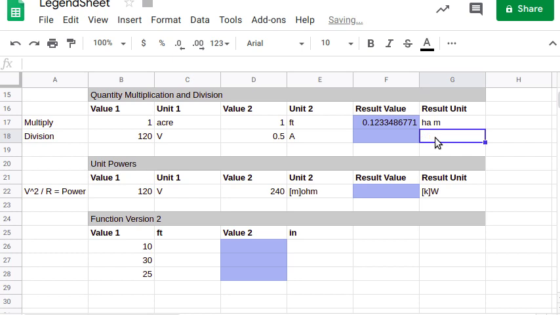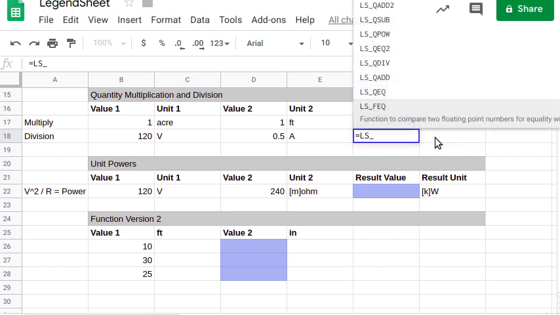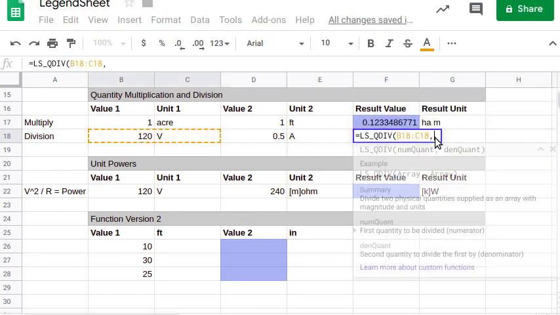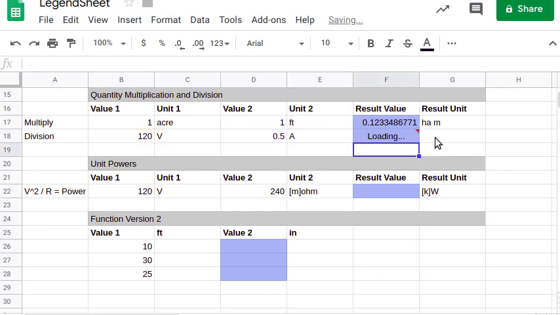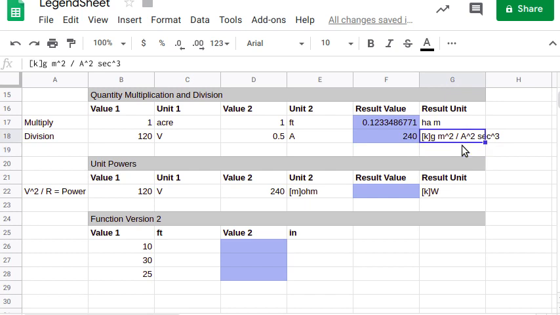I'm going to go ahead and delete this just for fun, and let's see what we do if we just do LSQ div, which is the divide function, 120 volts divided by half an amp. Okay, so 240 kilograms meters squared over amps squared seconds cubed. Oh, so this is actually the SI base unit for an ohm. However, we haven't explicitly converted it to that, so it's just going to tell us what the SI base unit is. And so this is the numerator, and this is the denominator.